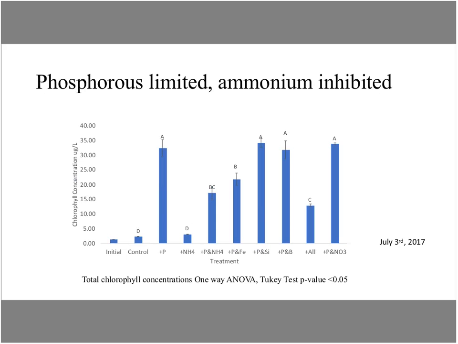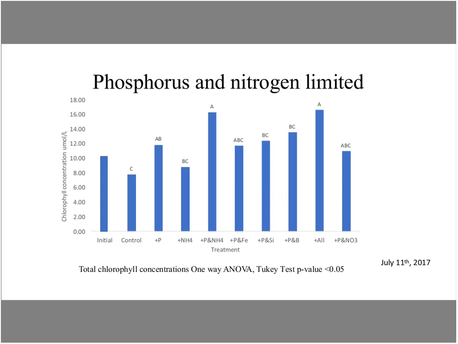Here, our results show a little bit of a weird trend. We saw ammonium actually inhibited the growth of the algae. The reason for this, we think, is that there was such a high concentration of ammonium that the algae actually experienced toxic effects from such a large amount of it. Here, on July 11th, it also showed that there was a phosphorus and nitrogen limitation out in the lake.